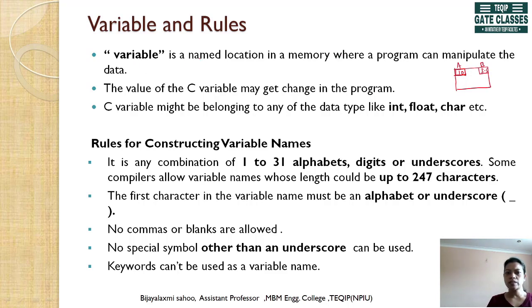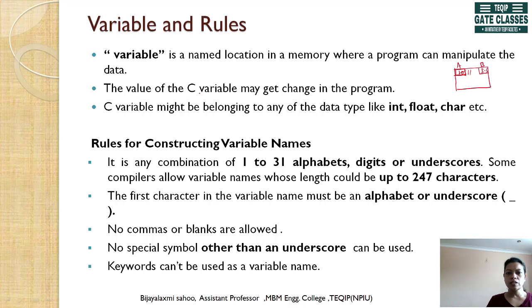So variable is the name given to a memory location. Each location has a name, that is a variable name. Each location has some value. Each location has some address too. That address part we will cover later on. So variable is the named location in memory where a program can manipulate the data. Manipulate the data means, as it is a variable, the content of this variable 10, I can increment it to 11. That means it can change. That's why it is variable.